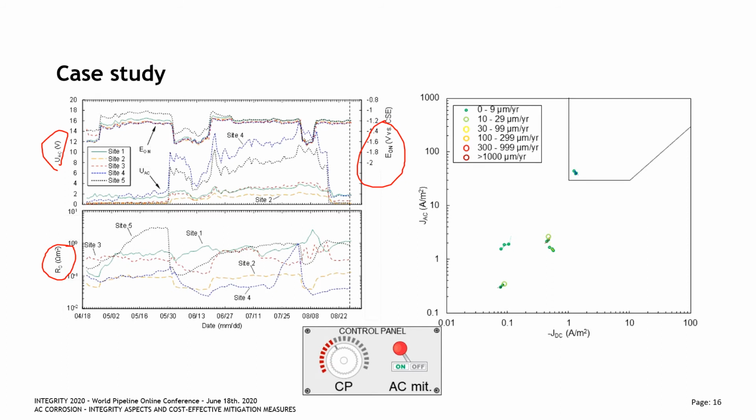Now, this illustrates the effect of adjusting these 2 engines of the AC corrosion wheel, the CP level and the AC interference level.